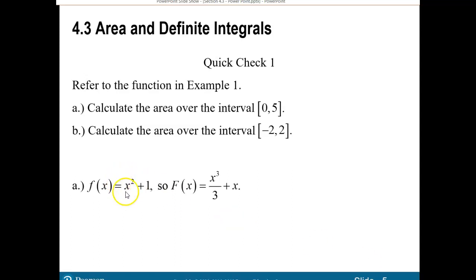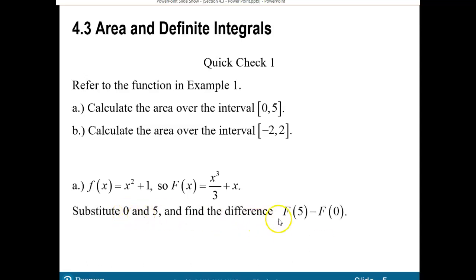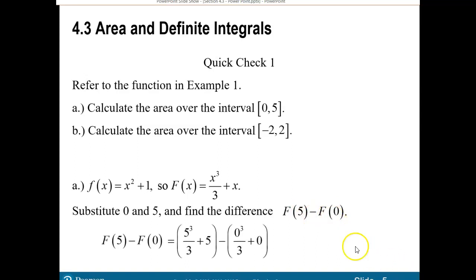Remember this was our function, and this was our antiderivative of it, so that would be our capital F. For part A, we're going to do capital F of 5 minus capital F of 0. If I plug a 5 in there, 5 cubed over 3 plus 5, minus, and then plugging in a 0, 0 cubed over 3 plus 0. So this is 125 over 3 plus 5. That's all a 0. So that's 46 2/3.